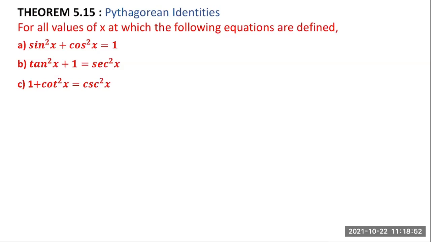Here is the first theorem that I want to go over, theorem 5.15, Pythagorean identities. For all values of x at which the following equations are defined, we have, first, sine squared x plus cosine squared x is equal to 1. Tan squared x plus 1 is equal to secant squared x. 1 plus cotangent squared x is equal to cosecant squared x. These are very preliminary identities that you have seen in your pre-calculus class. All right, let's move on.